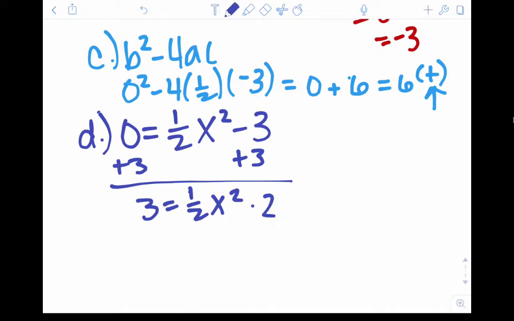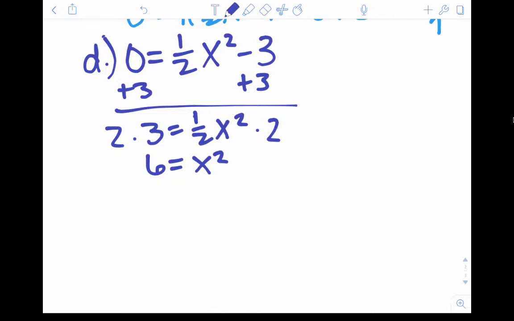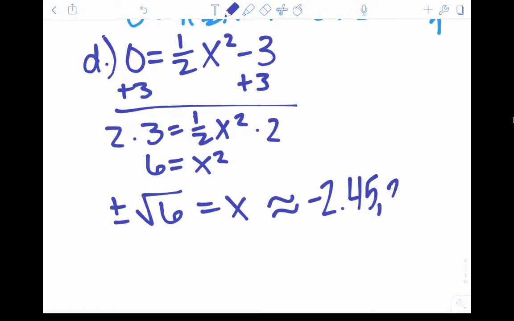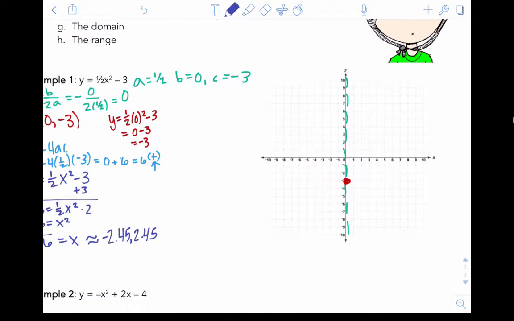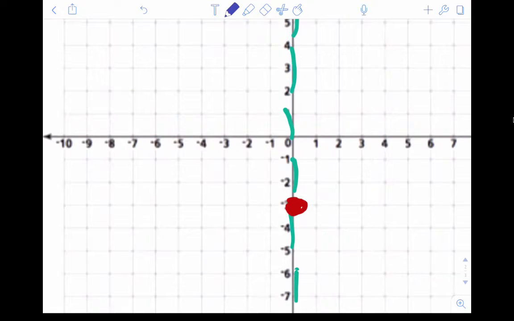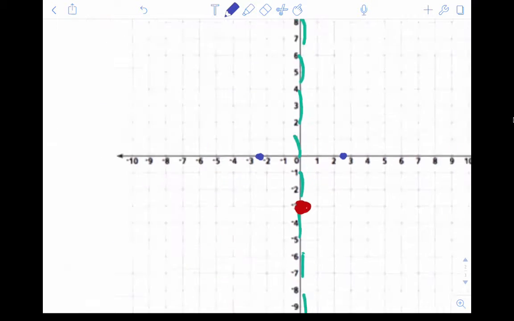And then I need to multiply by 2. 6 is equal to x squared. So I need to take the square root of both sides, and when I do that, I have plus or minus 6. Well, plus or minus rad 6, if I were to calculate that, is about plus or minus 2.45. So I've got negative 2.45 and positive 2.45. And I can go graph those. So it crosses the x-intercept at 2.45 and negative 2.45.